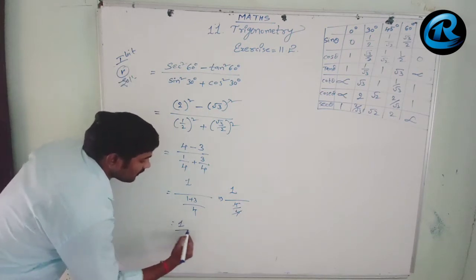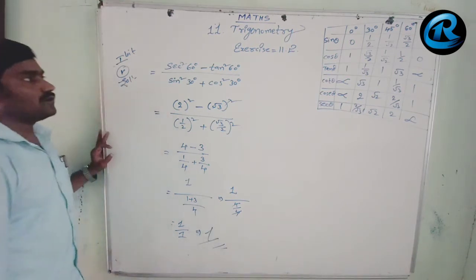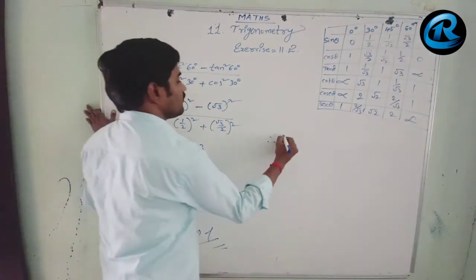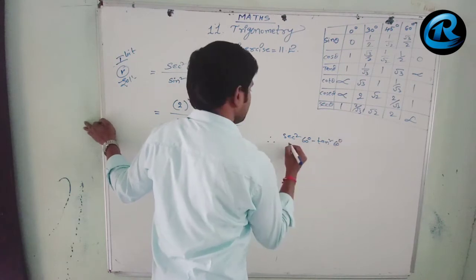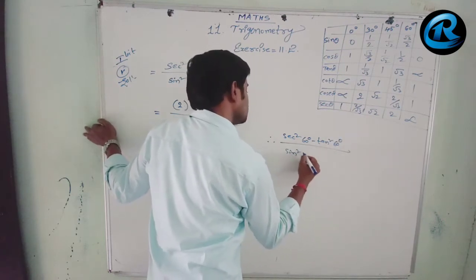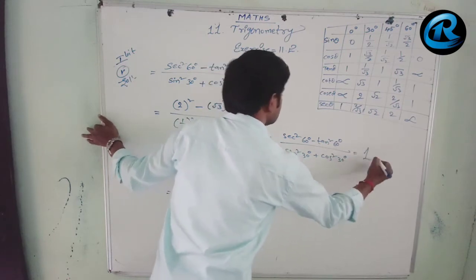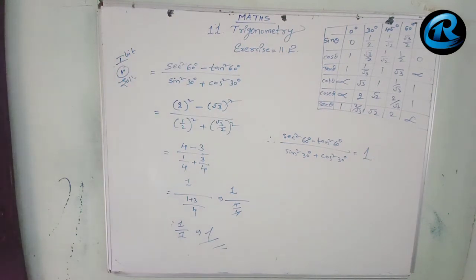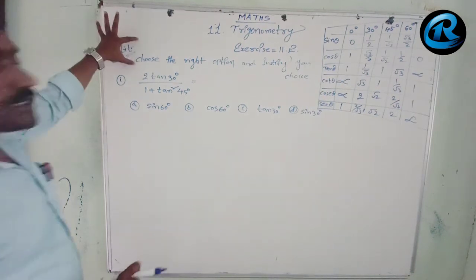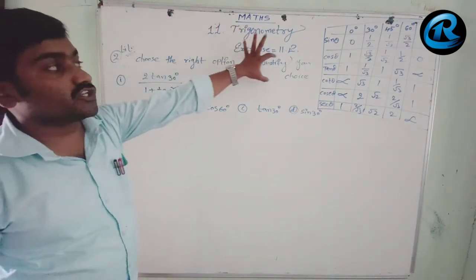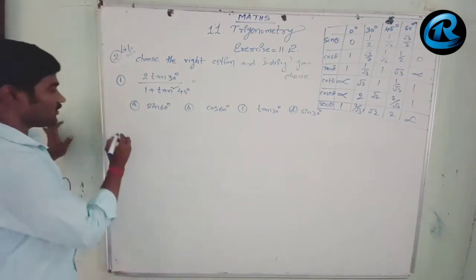That means 1 by 1 you will get, and 1 by 1 is nothing but 1. The answer is 1. So sec square 60 degrees minus tan square 60 degrees by sin square 30 degrees plus cos square 30 degrees is equal to 1. So this is it, children. Next, the second bit. Now we go for the second bit. The second bit is: choose the right option and justify your answer. That means we need to write how you have chosen that option, so we need to go for the solution also.